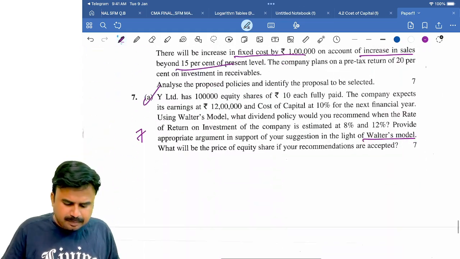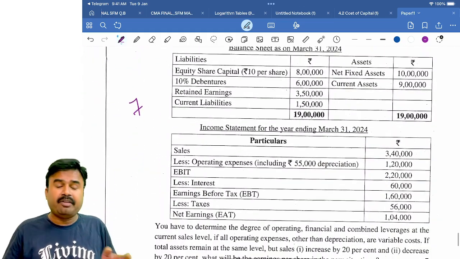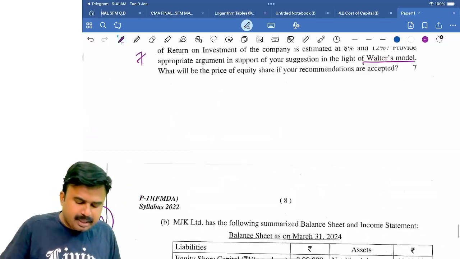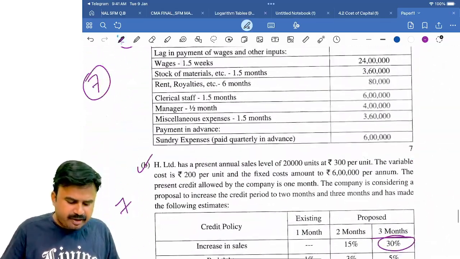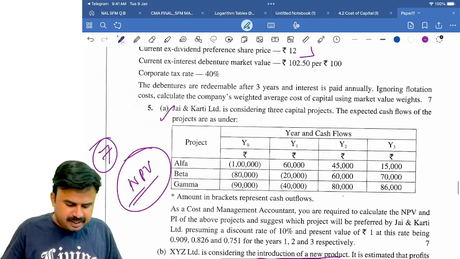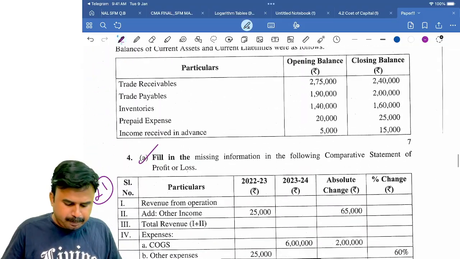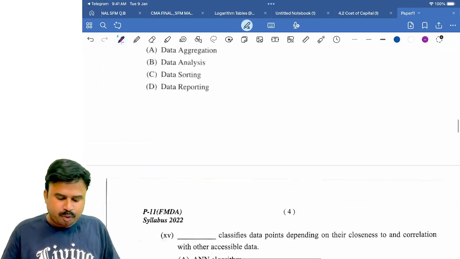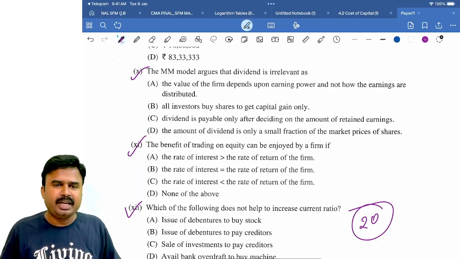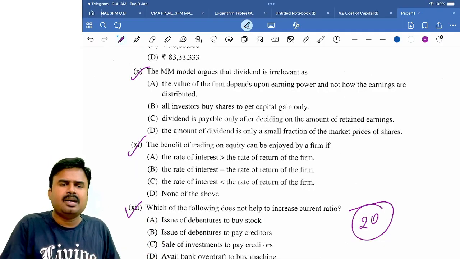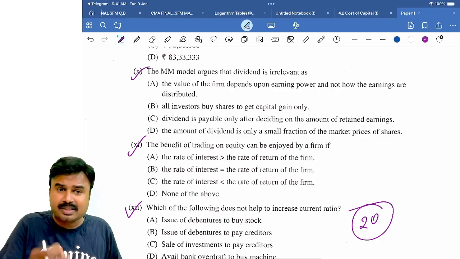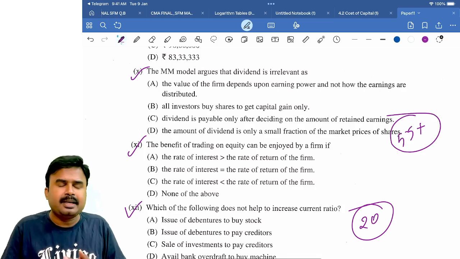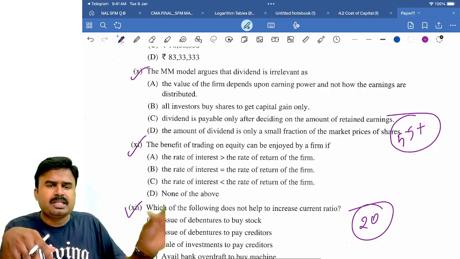Next, 7A and 7B, definitely you should have attempted these two questions. 7 plus 7, 14. So how many marks? Just look at this. 14 plus 7, 21. 21 plus 7, 28. 28 plus 21, 49. 49 plus 20 from MCQs, 70. So if you have attempted 70 plus marks, you should get at least 55 plus marks. If you can follow my strategy, definitely you should attempt 70 plus marks to get 55 plus marks.